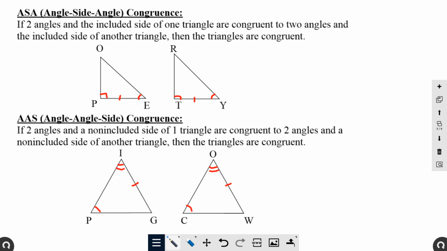So there's the next 2 index cards to write down. Write angle, side angle on the front. Write the sentence and the picture on the back. And then do the same with your 4th index card with angle, angle, side.